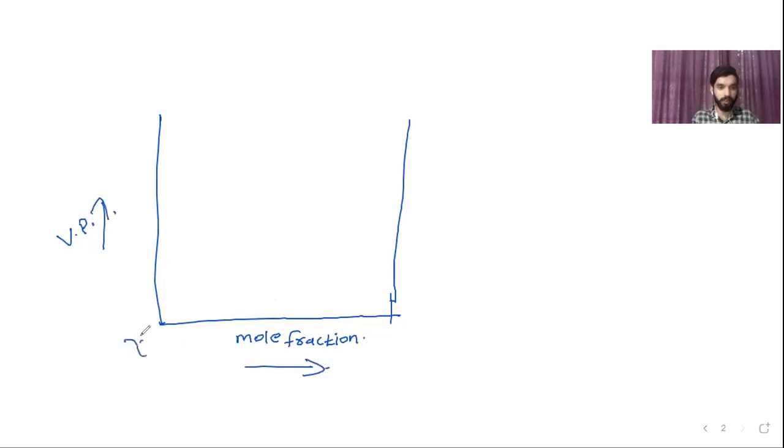So to the left extreme, there is only A. There are only molecules of A, pure A, which means the mole fraction of A is 1. The component B is not at all there. That's pure A. Then as you move from left to right, A will decrease, B will increase, and at the right extreme, the mole fraction of A is 0. There is no A, there is only B. So the mole fraction of B is 1.